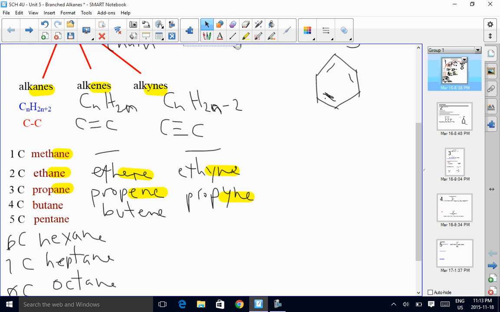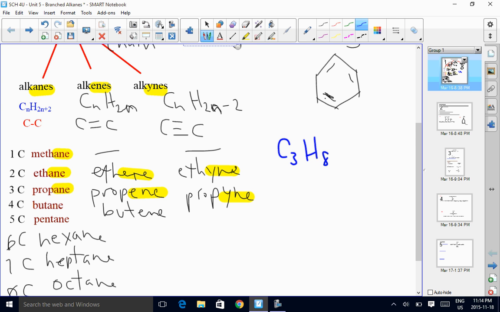Now next I'm going to show you the formula. Under alkanes, you'll see the formula CnH2n+2. So let's take an alkane, for example, propane. It would be C3H, so 2n+2. It's 2 times 3 plus 2, which gives me 8. That's for an alkane.